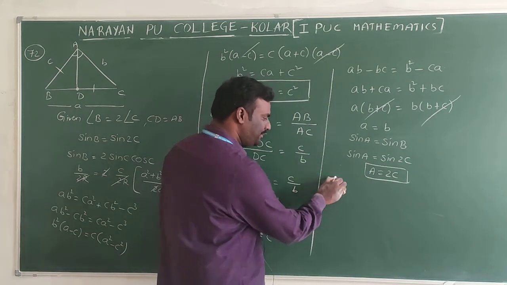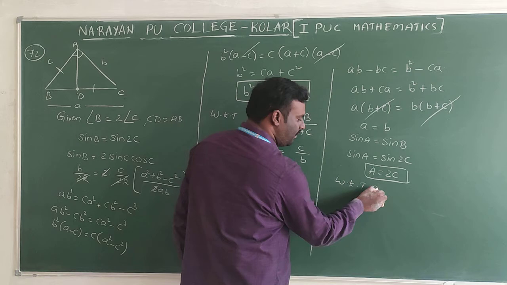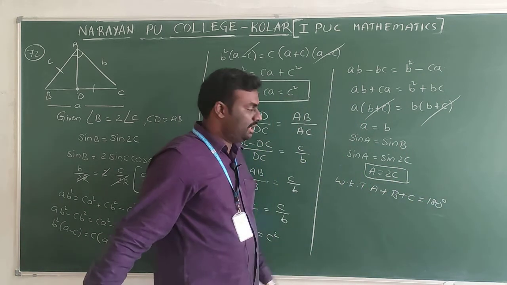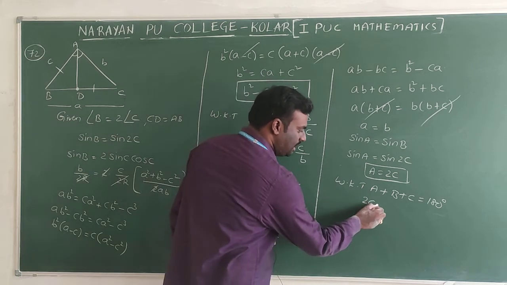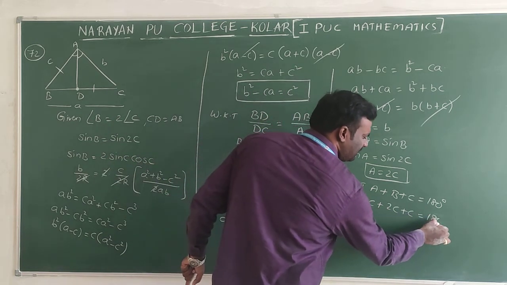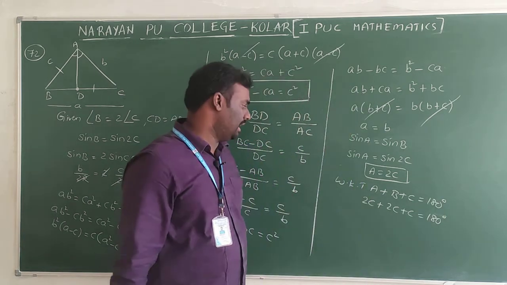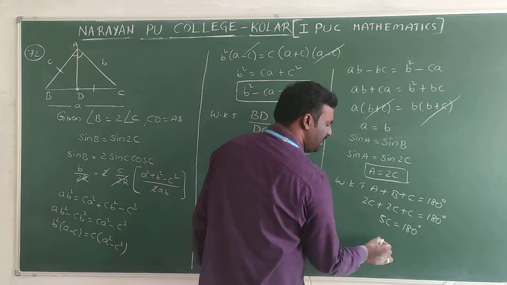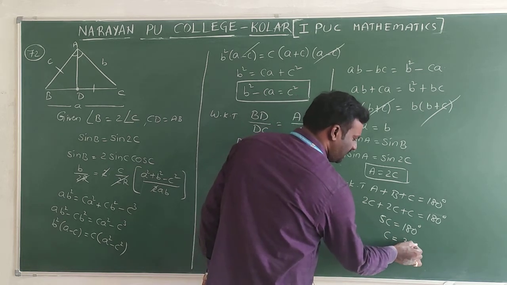We know that the sum of angles in a triangle is 180. In place of A I write 2c, B also 2c, and C. I make them all the same angle. Now here 5c is equal to 180, so C is equal to 36.